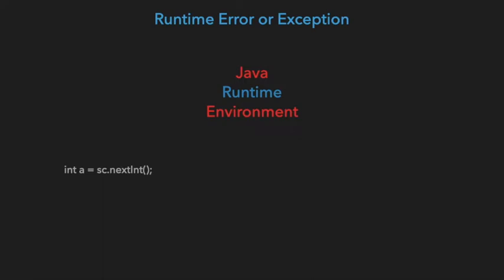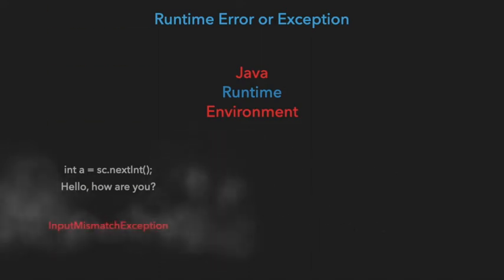Scanner sc is already defined, so don't get me on that: Scanner sc = new Scanner(System.in), with java.util.Scanner imported. But when the code is running, the user inputs "hello, how are you?" That's a string, and that can't be stored in an integer. So during the runtime, when the user enters some other data type instead of what we are accepting, an exception will be thrown, and this exception is the InputMismatchException.